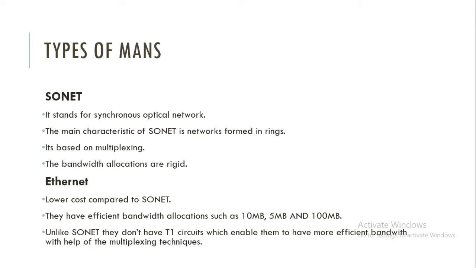Then we have the other example, which is Ethernet. Ethernet has quite low cost compared to SONET. They have efficient bandwidth allocations, such as starting from 10 MB, 50 MB, and 100 MB, and they go up. So the data is transferred quite efficiently. Unlike SONET, they don't have T1 circuits, which enables them to have efficient bandwidth. And with the help of multiplexing techniques that LANs normally use, they also get better bandwidth.